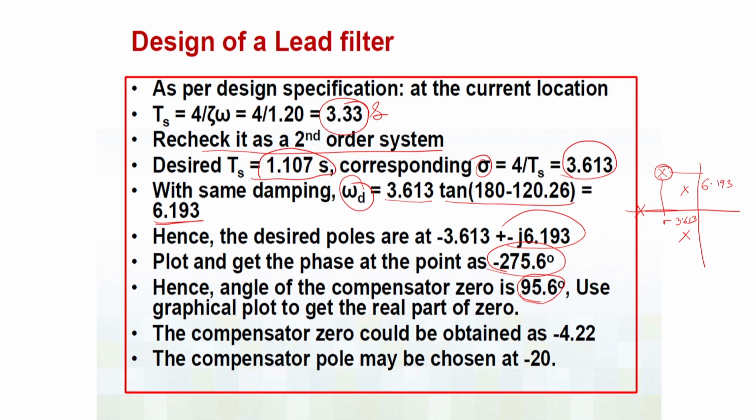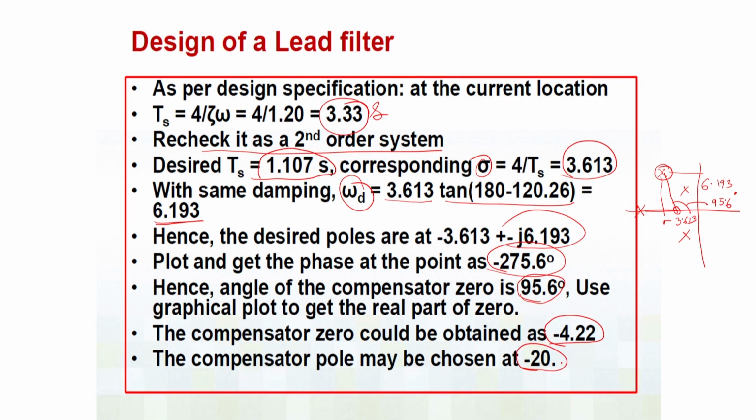Now, keep in mind that this 0 is slightly ahead of the pole, that also it is a lead filter. So, 0 should be more dominant. So, my 0 should be somewhere here, so that it can give an overall angle of 95.6 degrees. And then the compensator 0 you can find out graphically, and you will get it as minus 4.22, and compensator pole you may choose at minus 20.